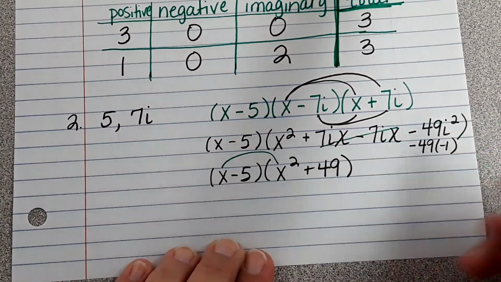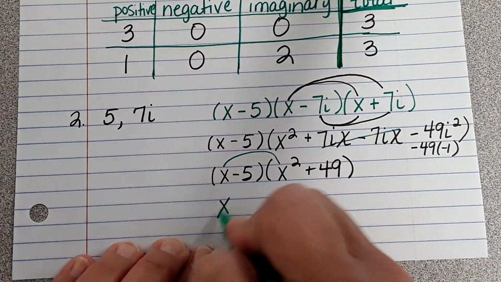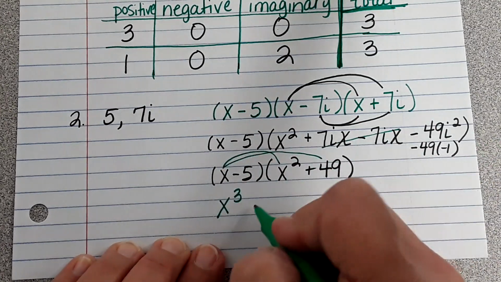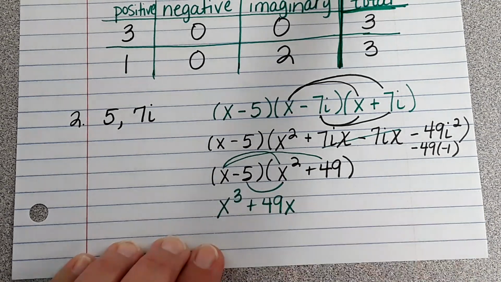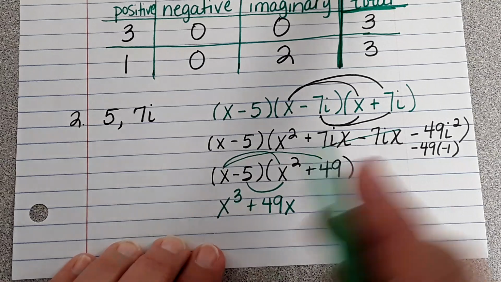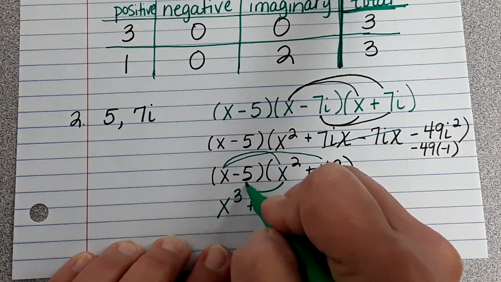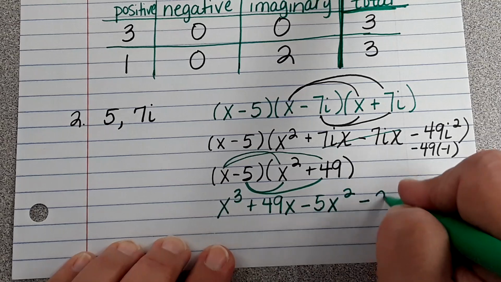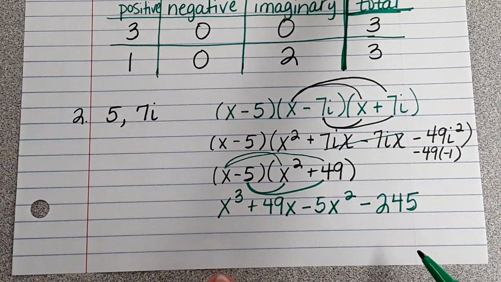So I'm going to do x times x squared. What is x times x squared? X to the third. What is x times 49? 49x. Negative 5 times x squared. And then negative 5 times 49, negative 245. And you guys, that's a perfectly fine answer. It's just not in standard form.